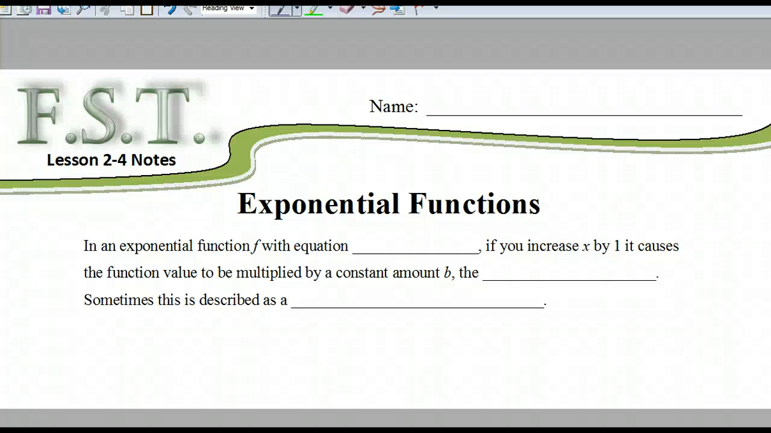All right, so we are starting section 2-4. We're going to be looking at exponential functions. And the first part, it says, in an exponential function f with equation, and this is what you need to write in, f of x equals a b to the x power. If you increase x by 1, it causes the function value to be multiplied by a constant amount b. That's the growth factor.